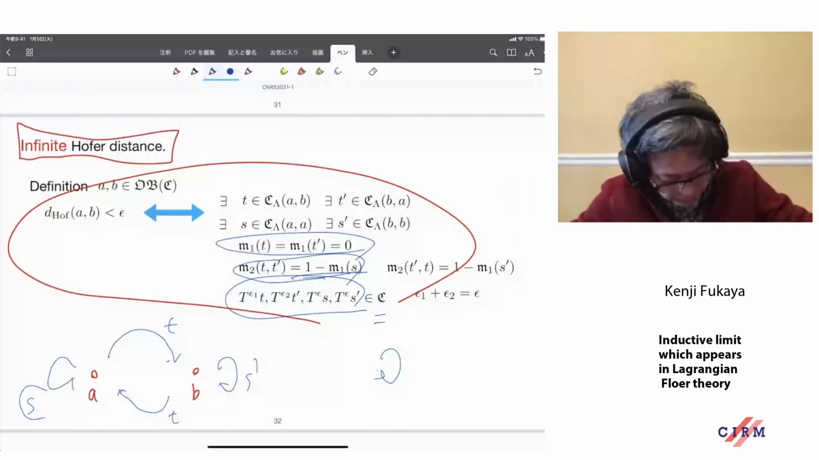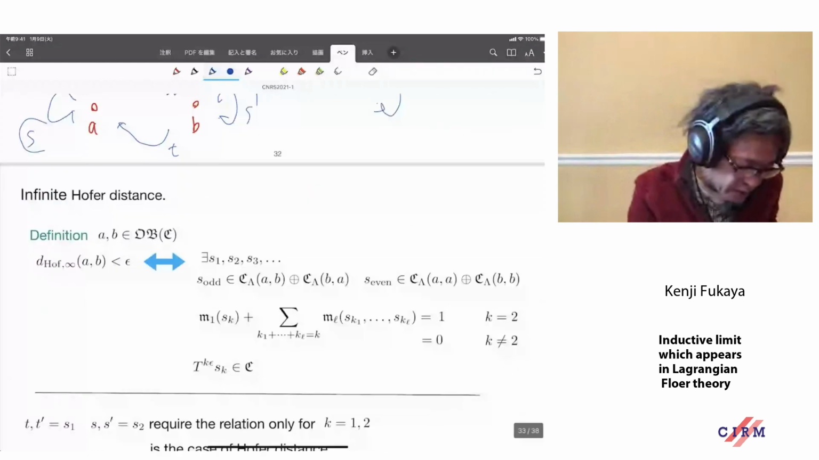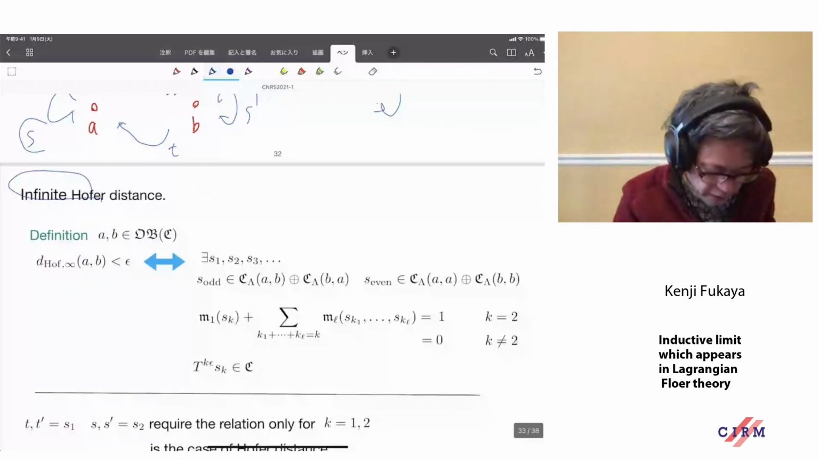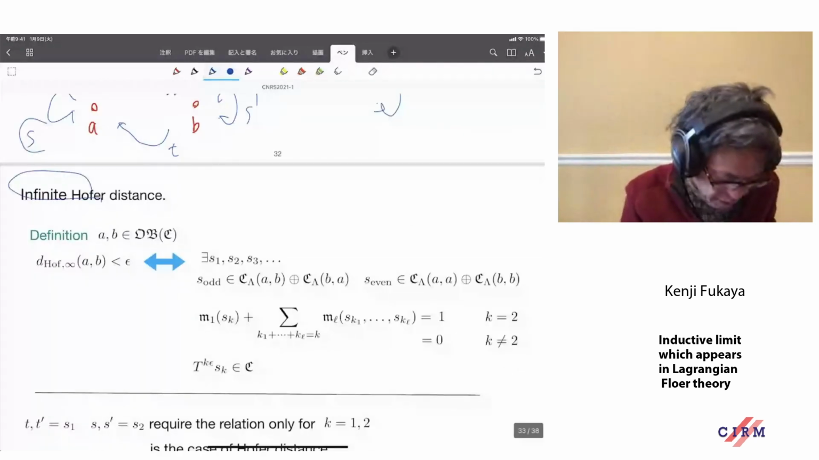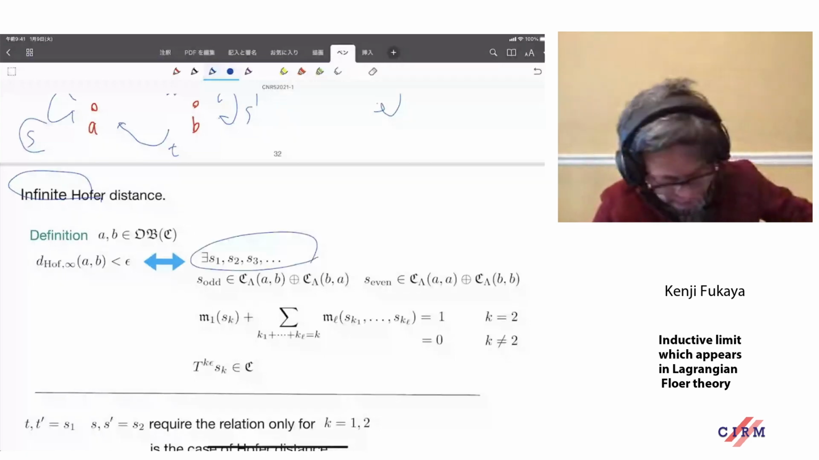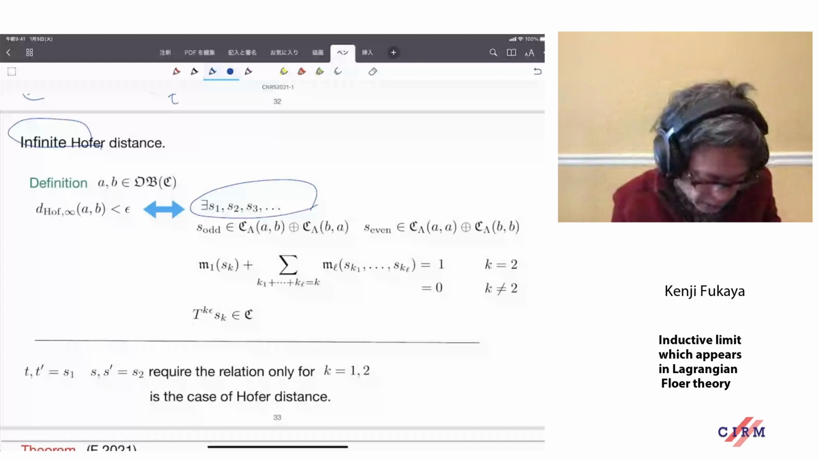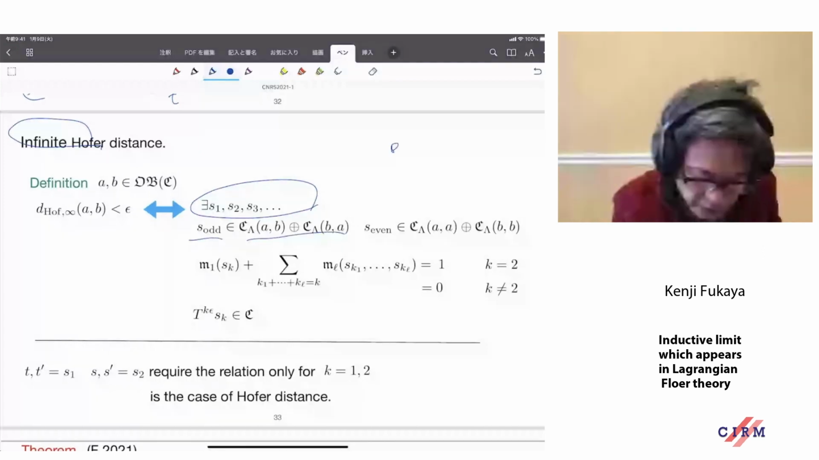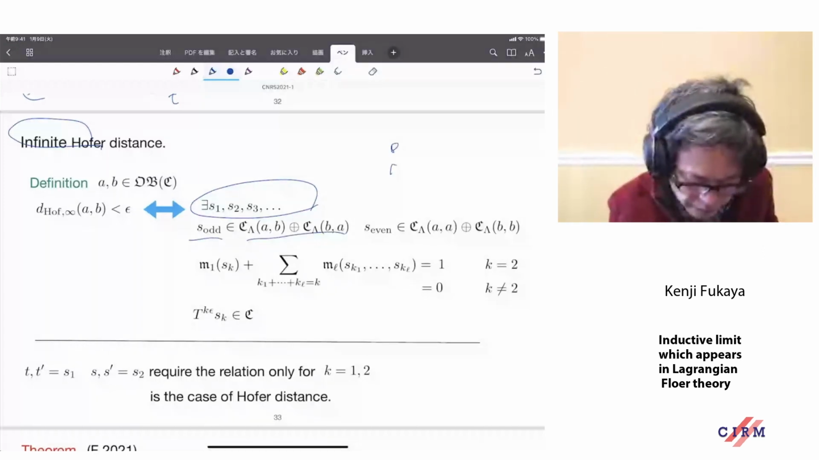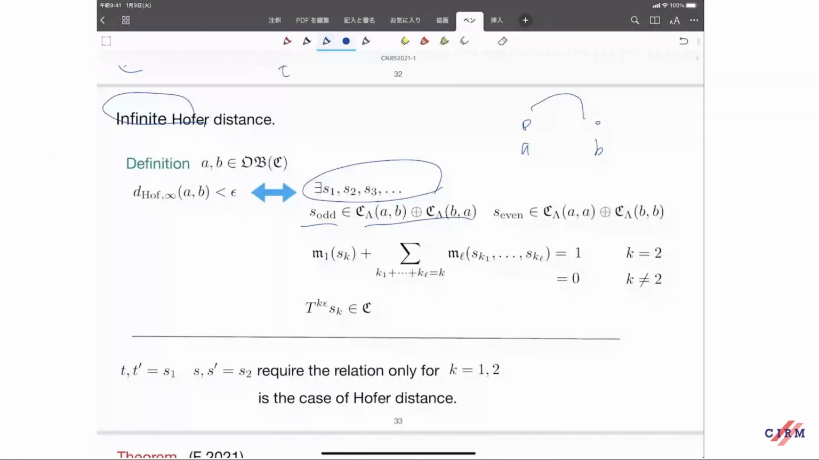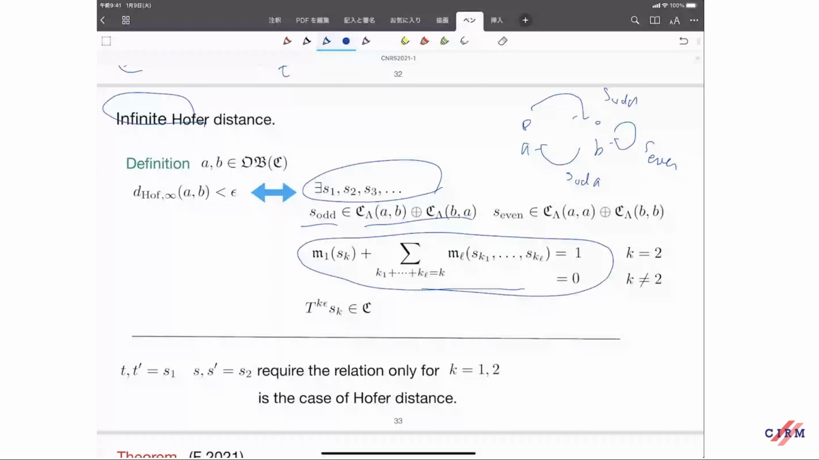And I want to modify this definition, the so-called infinite Hofer distance. In place of just two, T and T prime, I have an infinite sequence of S_i. So for this kind of thing, A and B, and this S_i, this is something like S odd, and even is something like this. And you have this kind of relation, which is very similar to Maurer-Cartan.